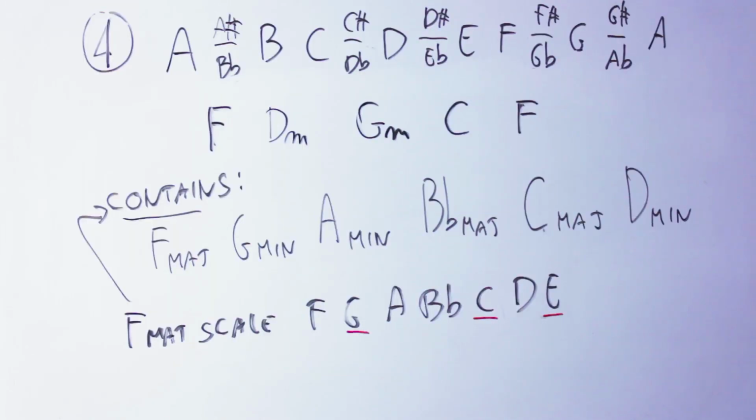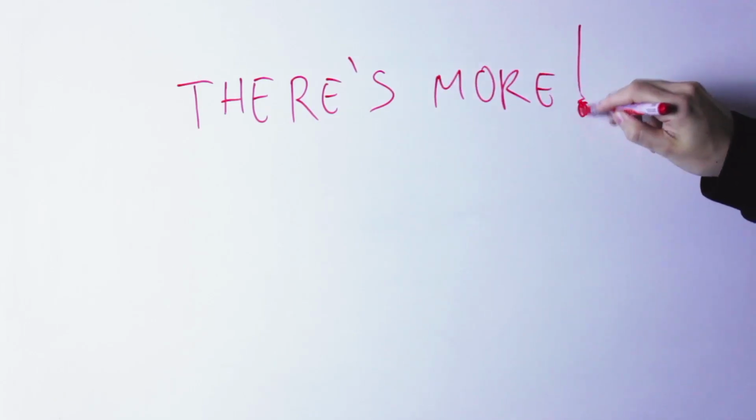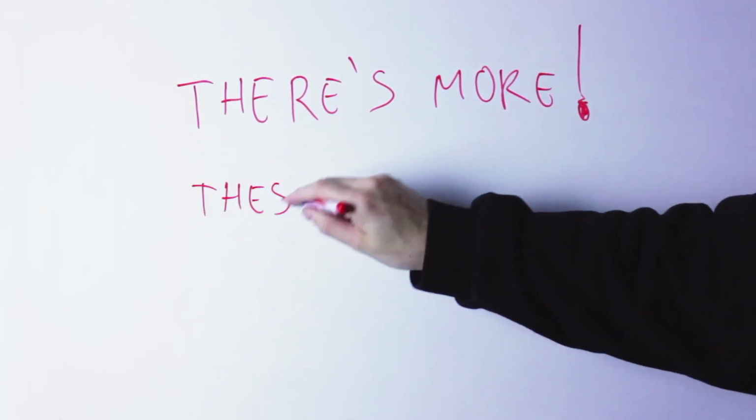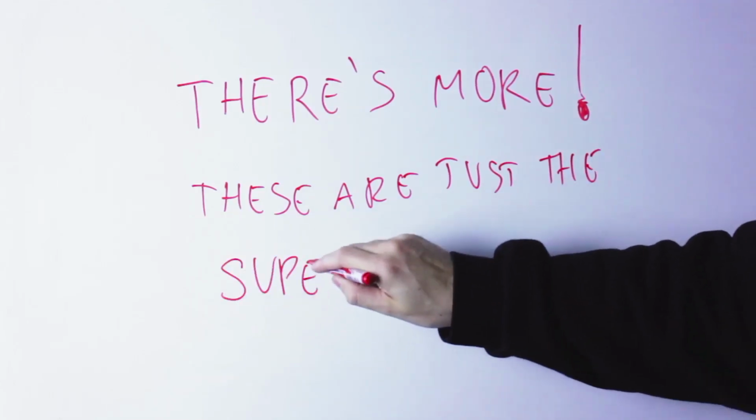Now, of course, those are just the super basics of music theory. They are meant to get you started and to give you an idea of how music theory works. But there is much more to be learned and much more fun to be had by knowing how those scales and those chords and those notes work together to make the music you like.